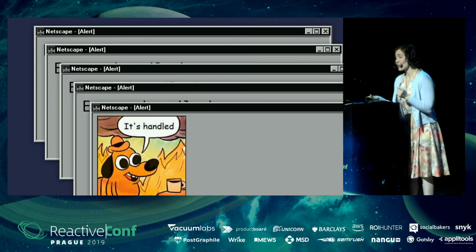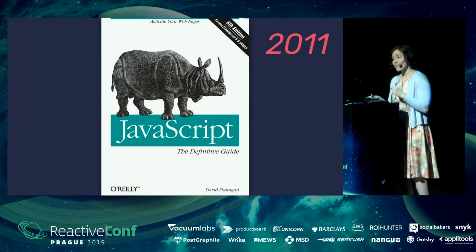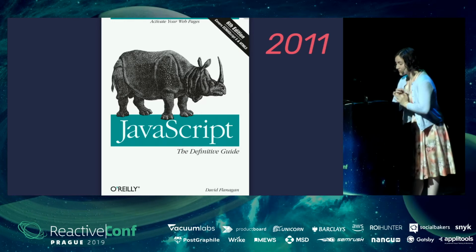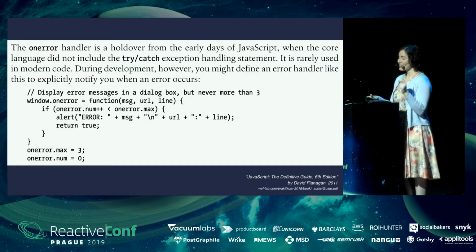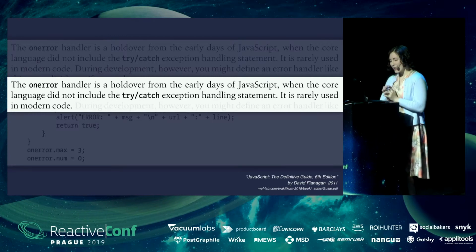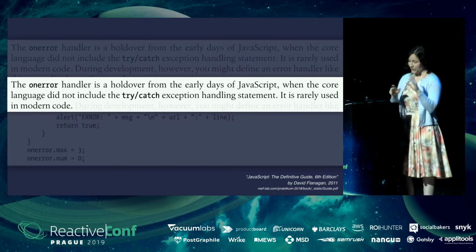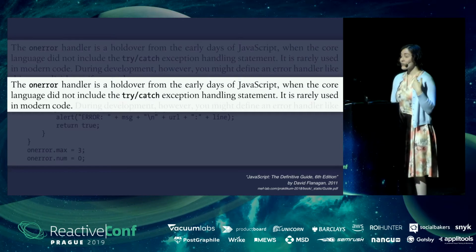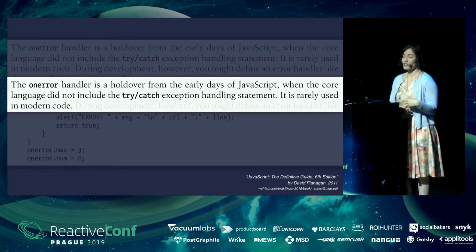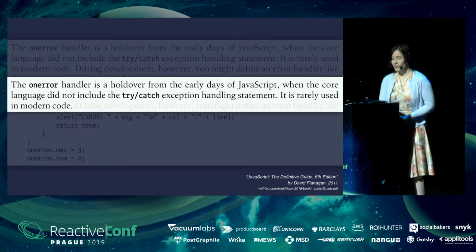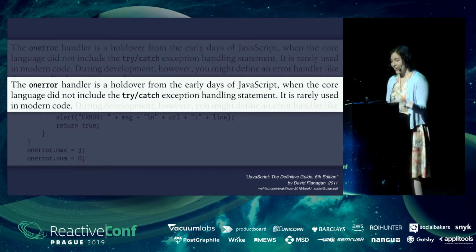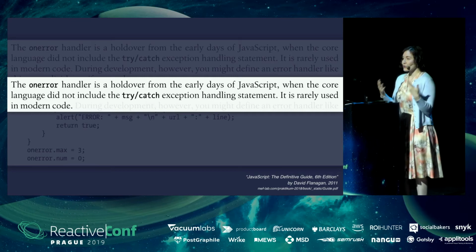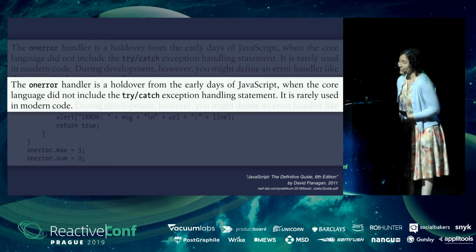What's scary to me, though, is if you fast forward all the way to 2011, as you can see in this O'Reilly book, I'm going to show another quote from this one, which is one of my favorites. They recommend another usage for window.onError, but they say that the onError handler is just a holdover from the early days of JavaScript, back when we didn't have try-catch. And, quote, it is rarely used in modern code. That made me very sad.